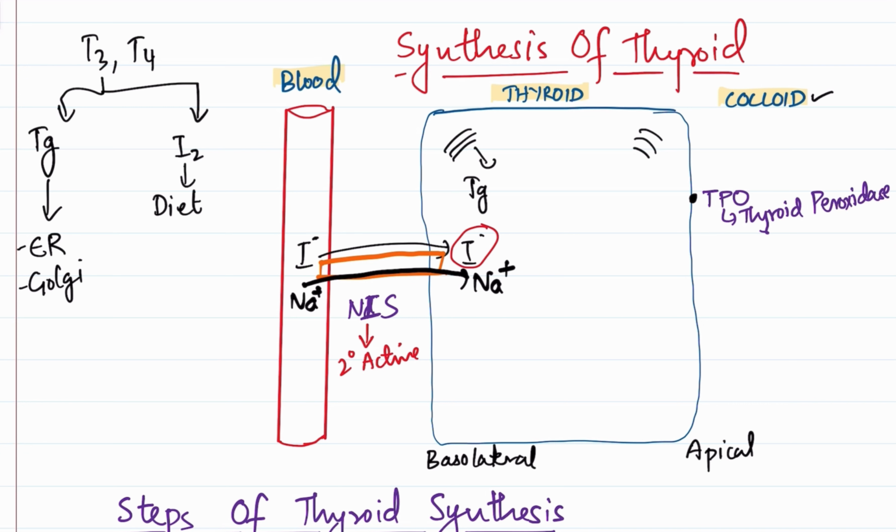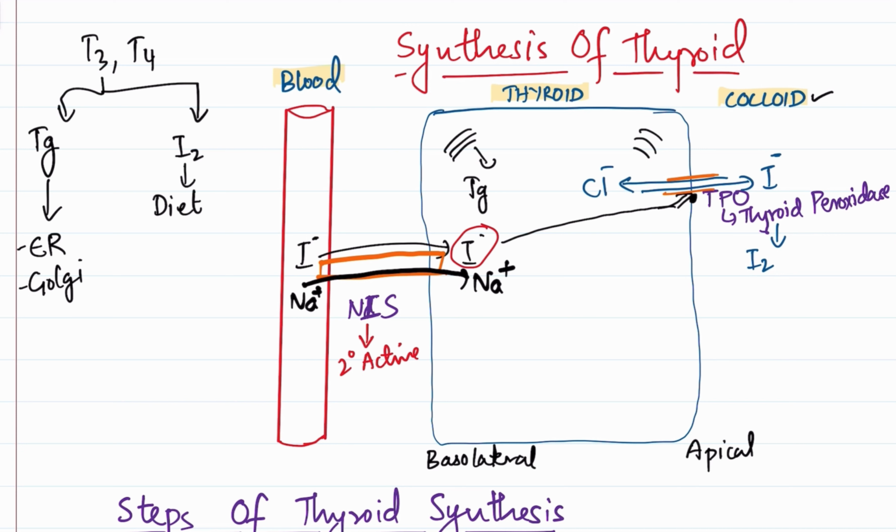What happens is that the reduced iodine is excluded out into the colloid with the help of another transporter. Here we have another transporter, and that transporter is actually an antiport. That is, it will transport one molecule of chloride into the cell and it excludes the iodine out of the thyroid cell. Why does the chloride enter? It enters to maintain the electrical balance. One negative charge goes out, so another negative charge, that is the chloride, enters to maintain the electrical neutrality.